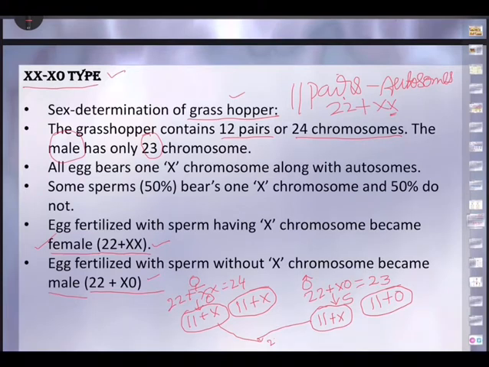Sperm having 11 plus X, sperm having 11 plus 0. Now during gamete fusion, let's say this egg is fusing with this sperm, right? So 11 plus 11, 22 autosomes, and X plus X.